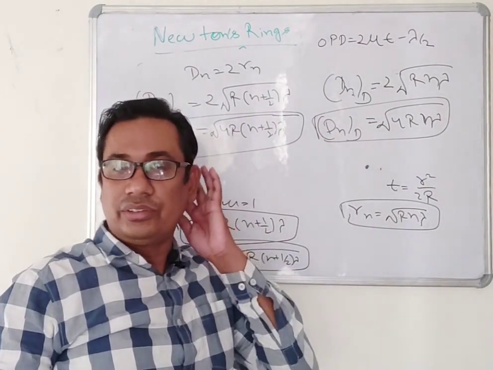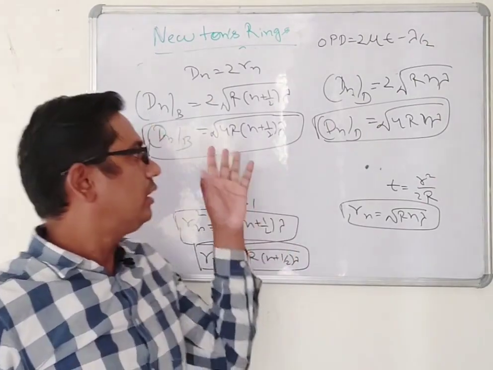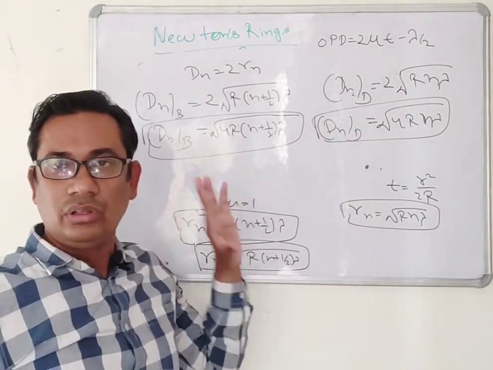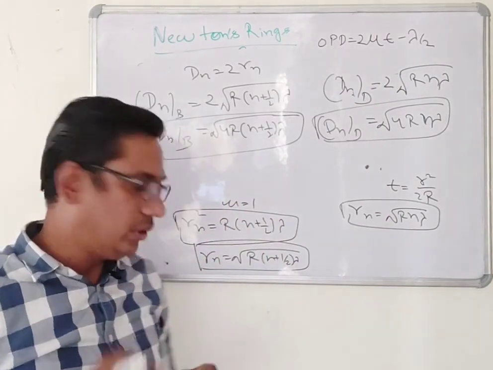What is the special case in Newton rings? Here you can calculate the diameter of both fringes. Now we will discuss the special case in Newton rings.